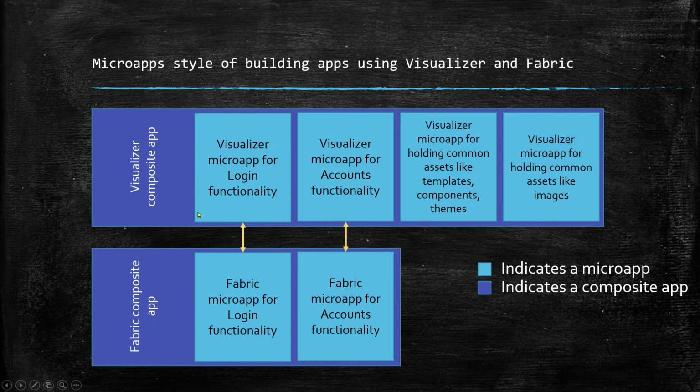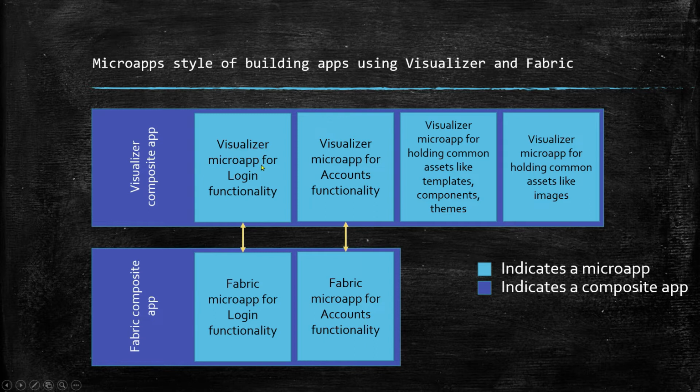So this light blue color box that I am highlighting here would be a Visualiser app, a Visualiser project having only the login functionality related forms and modules. And another Visualiser project would contain only the accounts functionality related stuff. The forms and JS modules that are related to accounts functionality would be part of this Visualiser project.